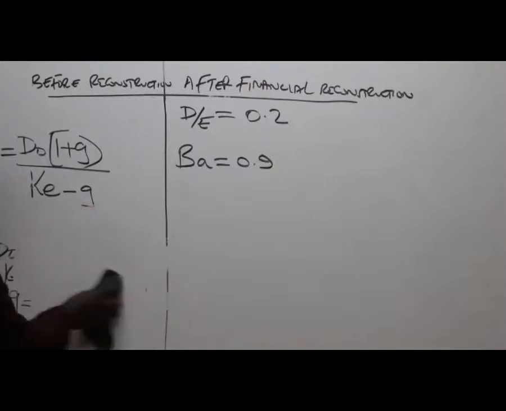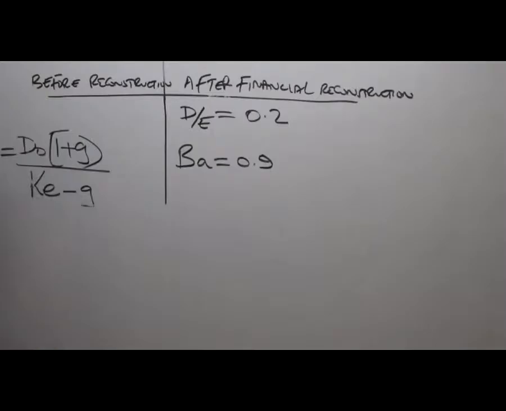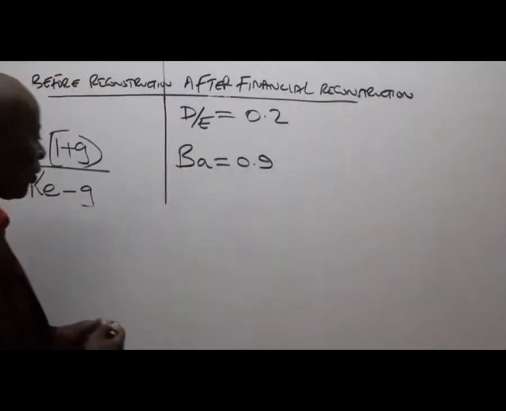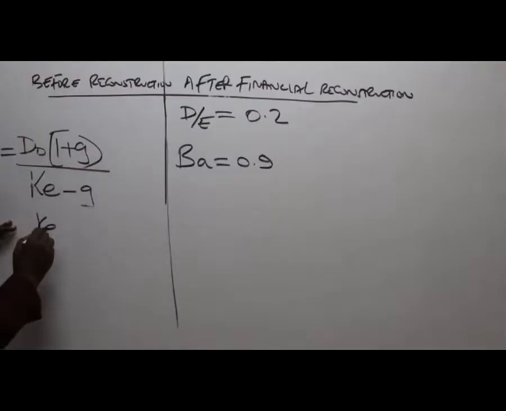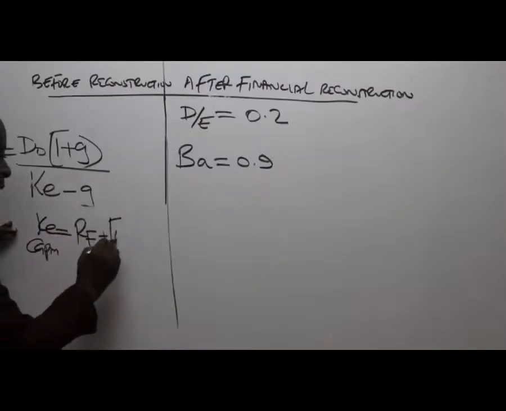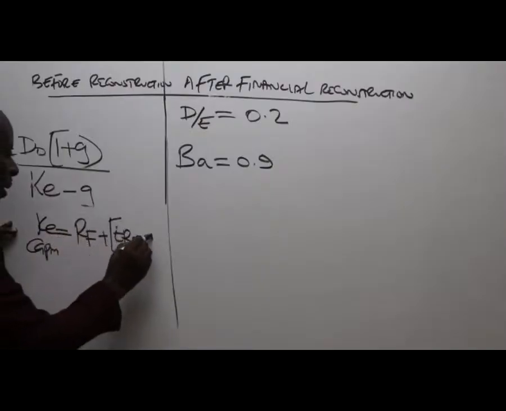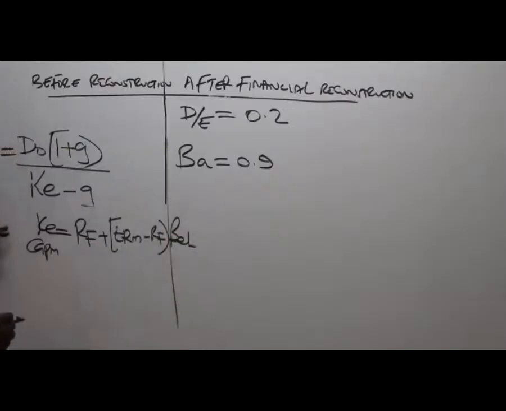Then, gentlemen, I would want you to do me a favor. Could you kindly run with this ball and calculate for me the cost of equity before reconstruction? Please give me the cost of equity here before reconstruction. And remember, we are using CAPM. How do we use CAPM? We know the formula: risk-free plus (ERM minus risk-free) multiplied by beta equity, our firm is levered.